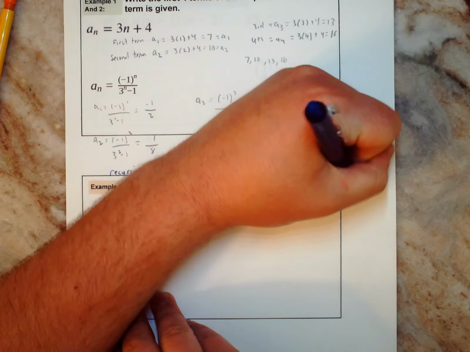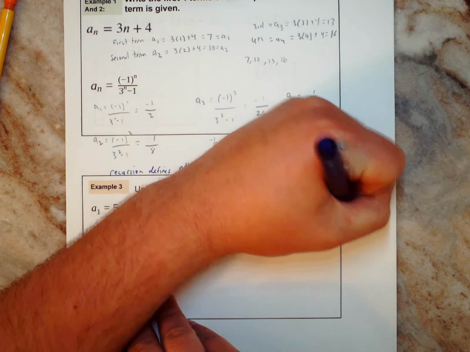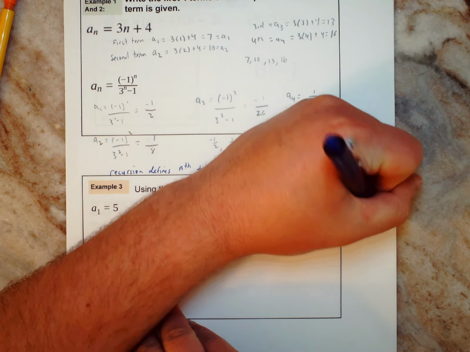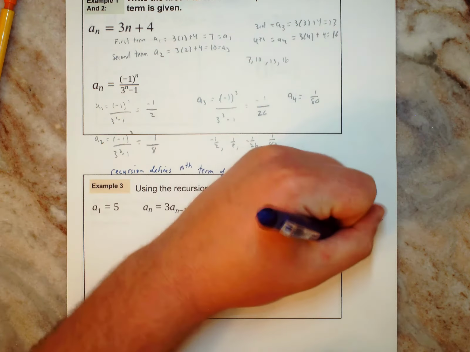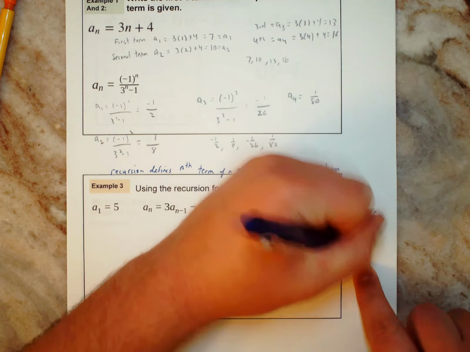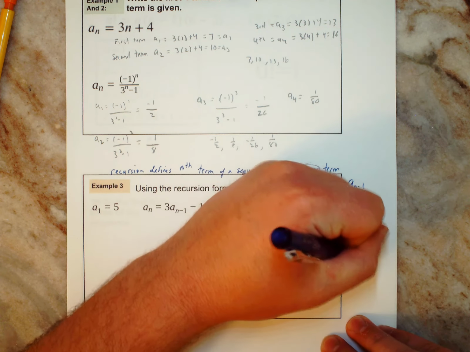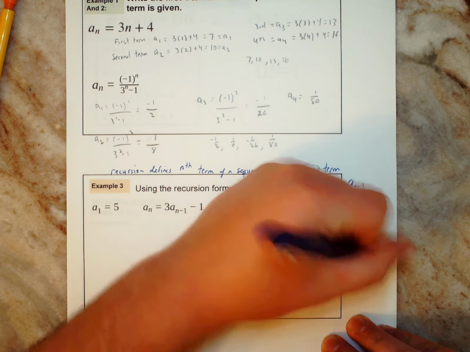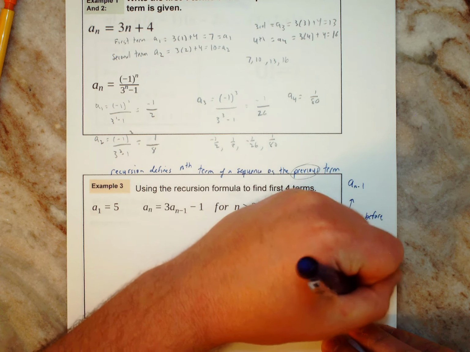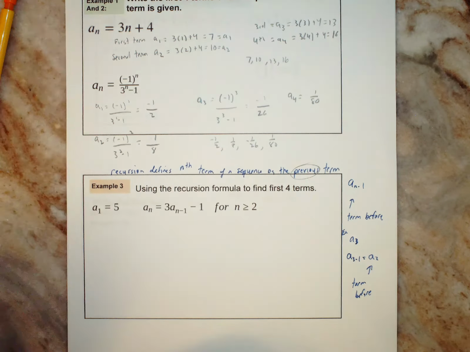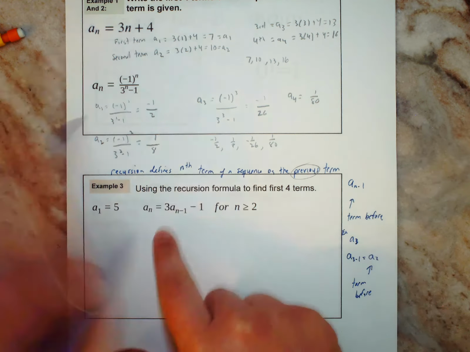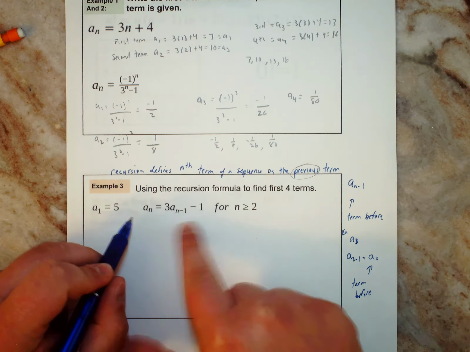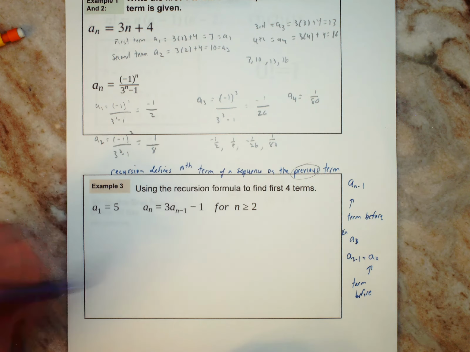Right here, you're going to see this a little bit, n minus 1. That means the term before. So if you think about it, if you want A3, the third term, that's just a little example. If you want A3, you're going to use A2, which is A3 minus 1, which is A2. The term before. So you use the previous term. So in this example, they give you A1, and you want to find the first 4 terms. So it says A sub n equals 3 a sub n minus 1, minus 1.